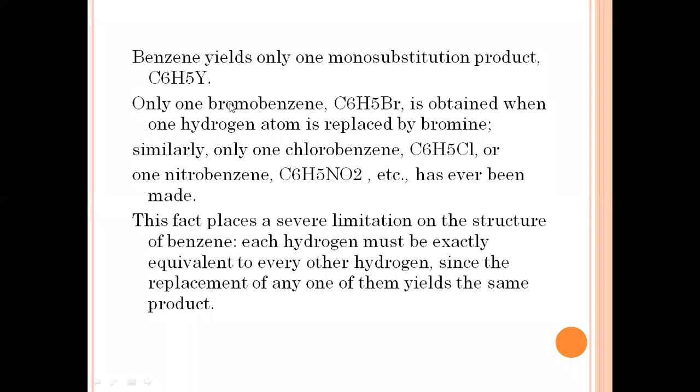So when bromine is the substituting agent, benzene will convert into bromobenzene, that is C6H5Br. It is obtained when a hydrogen atom is replaced by one bromine atom. Similarly, chlorobenzene is formed when one of the hydrogen atoms of benzene is substituted with chlorine, followed by nitro. Nitrobenzene is formed when the nitro group is substituted in the place of one of the hydrogen atoms of benzene.